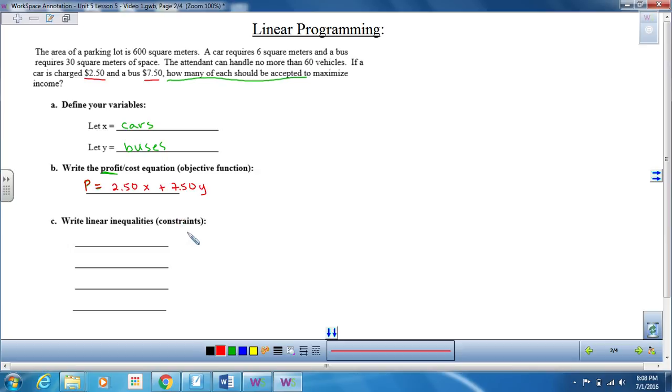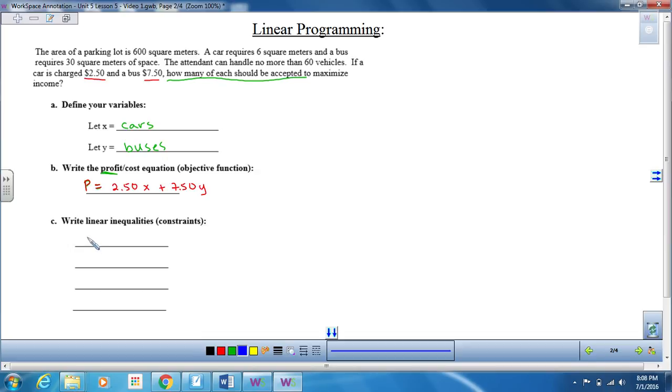Okay, so just on homework and stuff, you might not be given this layout, but this is the order that you want to follow. You want to start with defining your variables. Then you want to write your objective function. Now we're going to write our inequalities. These are also called constraints. So these are the restrictions that we have. So first of all, there's 4 of them.